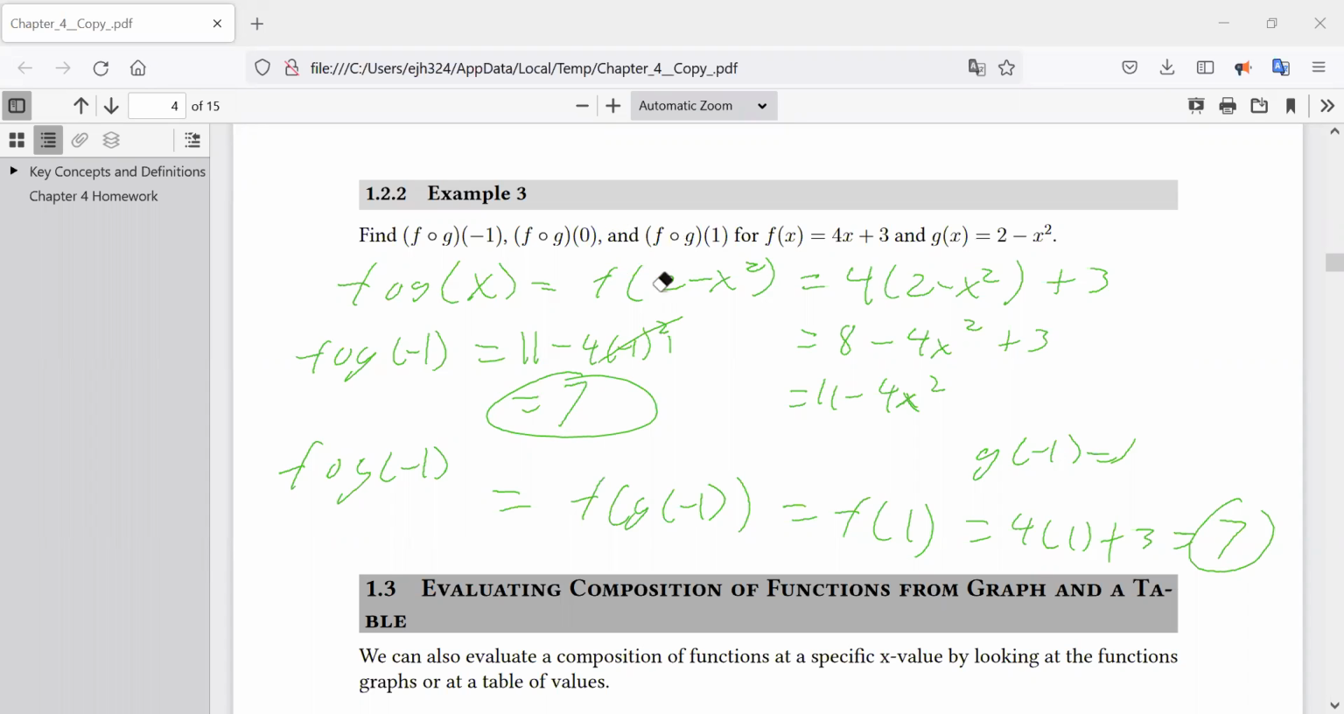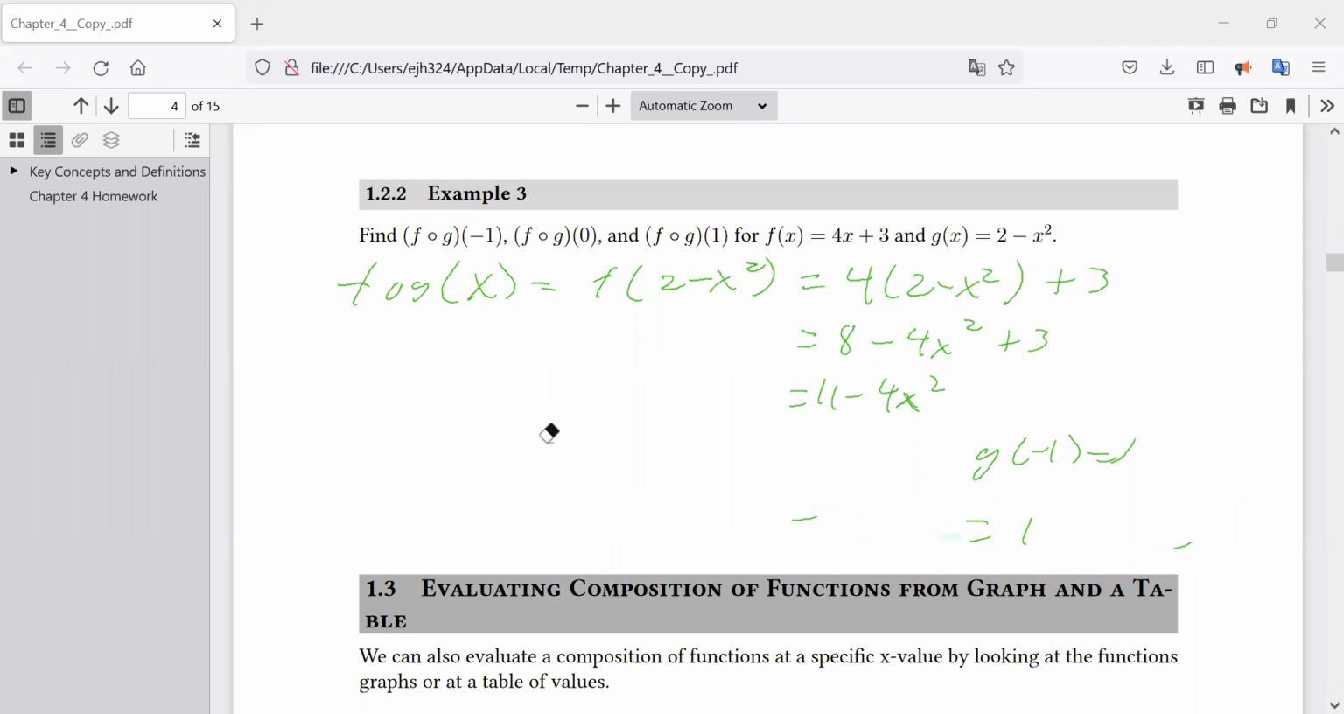But if you're going to be plugging in a bunch of values, it'll probably be easier for you to figure out what f of g of x is at first, versus if you just need to plug in one value, it might be easier for you to just plug in from the get-go. We'll do all of them both ways though. So if I want to plug in 0, then I could just plug in f of g of 0, and that's going to be 11 minus 4 times 0, which is equal to 11.